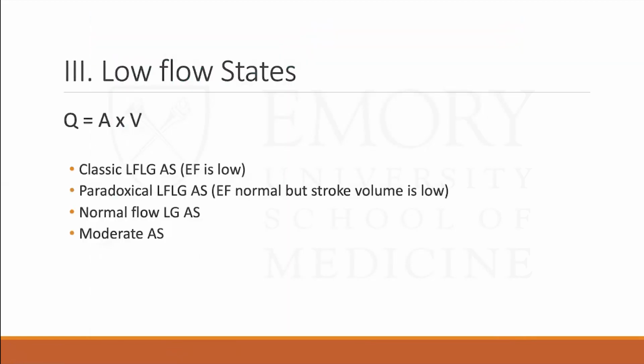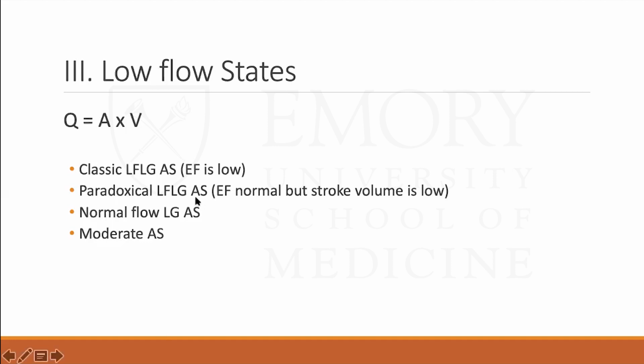So low flow states, again, I'm putting this equation back in here. Flow is your area times your velocity. So it would make sense that if your flow is low, your velocity is going to be low, right? So in your classic low flow, low gradient AS patient, they have some terrible cardiomyopathy. Their EF is 20%, and the valve by 2D looks like it's calcified with poor leaflet excursion, but you're getting gradients of 20 millimeters of mercury.